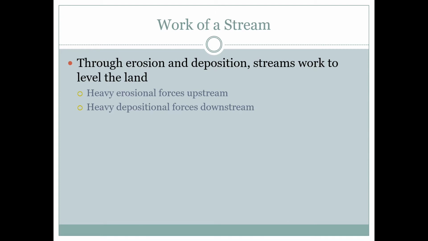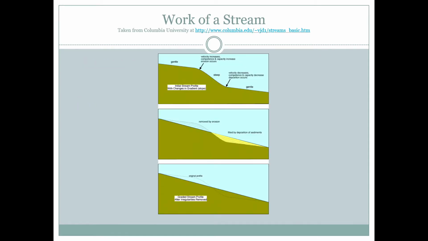Okay, so what do streams do geologically? Well, they work to level the land. Streams erode and streams deposit. They erode upstream typically and deposit downstream. You can imagine if I'm upstream in the mountains and I'm eroding, and I'm downstream in the valleys and I'm depositing, over time I am going to theoretically level the land. So look at this diagram here. The top diagram is our starting point. Then as we erode the hilltop on the left and deposit in the valley on the right, look at how we over time level the land. And this is what streams do for us, okay?